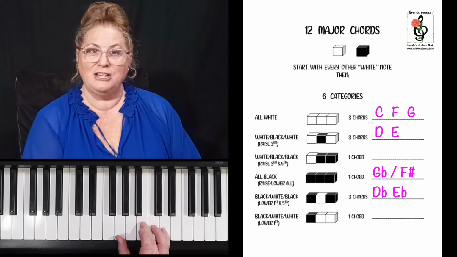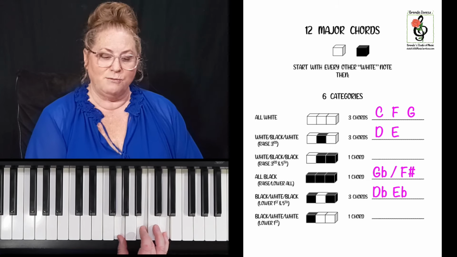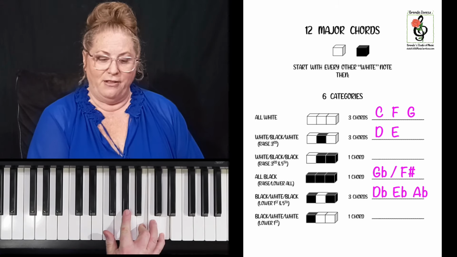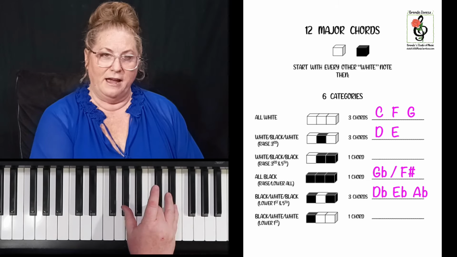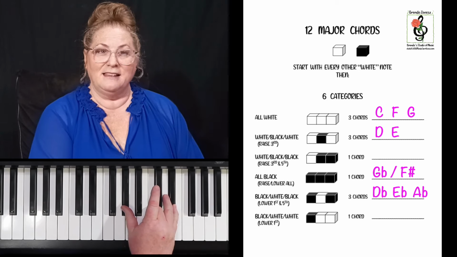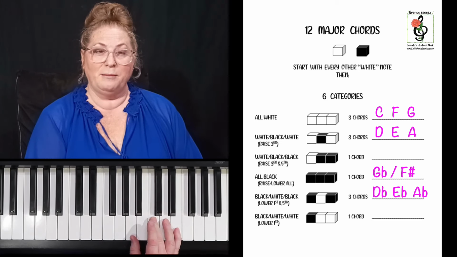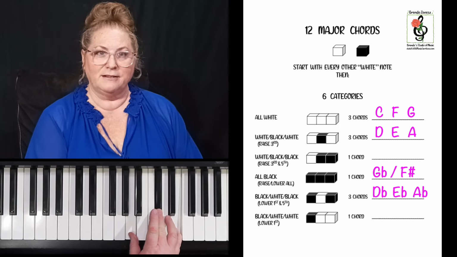Next one up, all white, G. Just raise everything up to the all white notes. Next one up in order is an A flat. So you go to A, keep the middle note white, lower the outsides. A flat, black, white, black. The next one is A. It's white, black, white. So just go to A, every other white note, raise the middle finger.